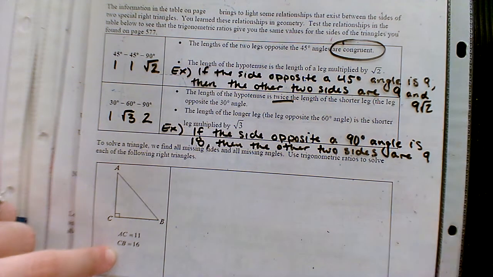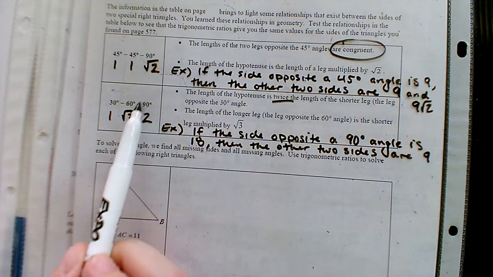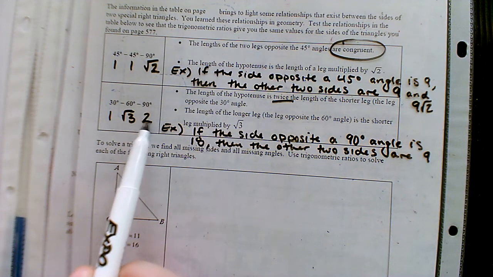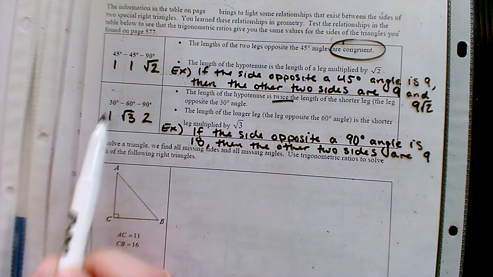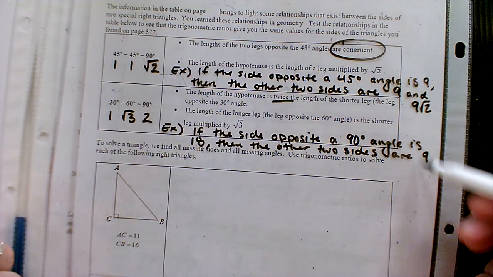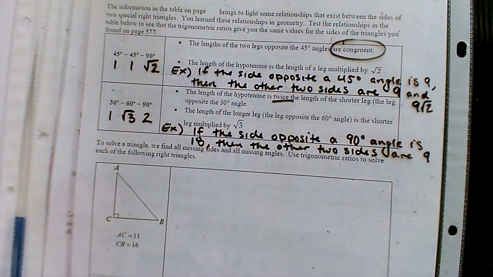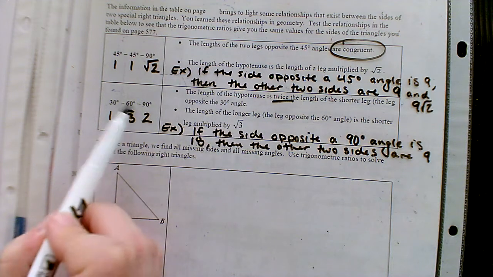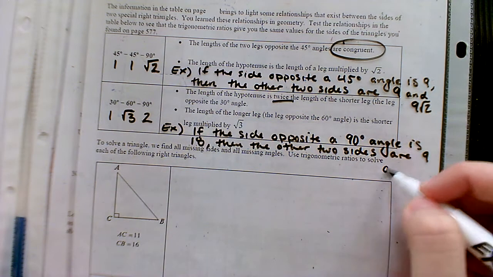Divide 18 by 2. So if we know the side opposite the 90-degree angle is 18, that was double the length of the 30-degree side. So we can simply divide it by 2 to figure out the 30-degree side. That would give us the 9. And if the 30-degree side is 9, we would have to multiply that by the square root of 3 to get the 60-degree side.